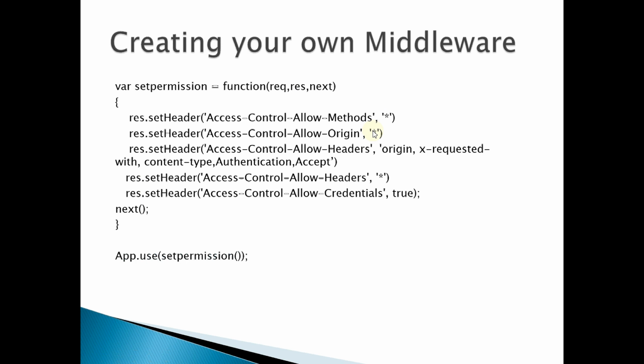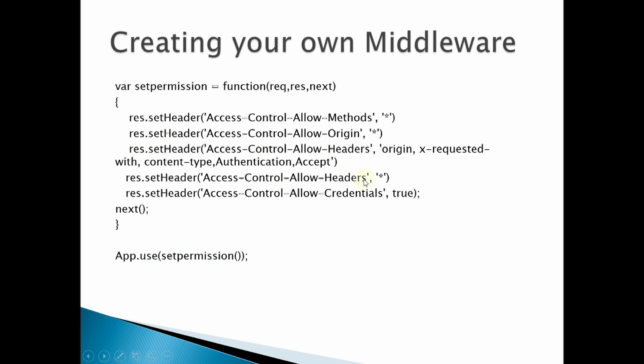www.google.com, www.abc.com, or directly the IP 127.0.0.1. Both have the same meaning. Then we can set the headers, either the authentication header is accepted, or the content type header is accepted, or whatever sort of headers we are allowing.